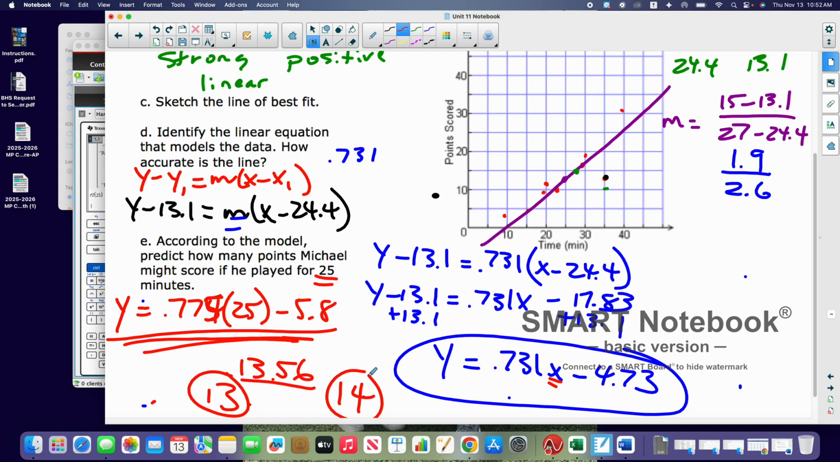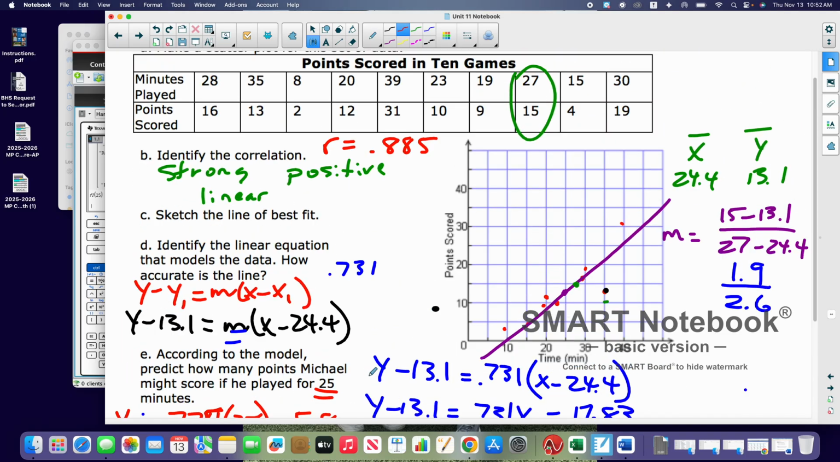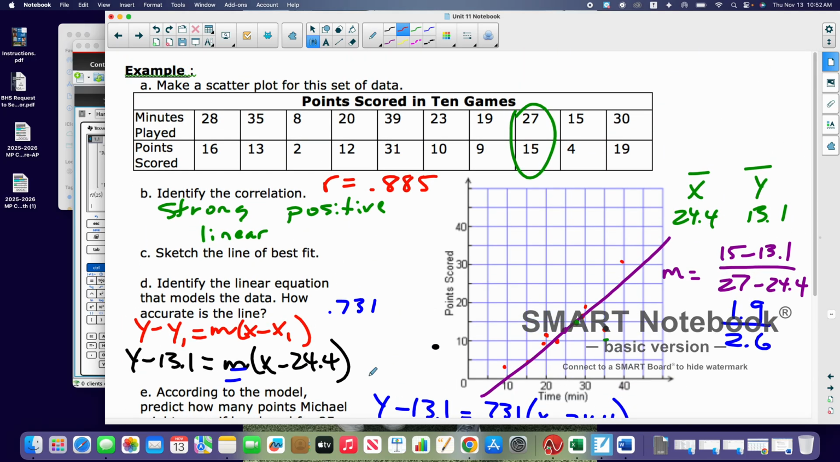There's not 75 minutes in a basketball game. Somebody in another class said, well, you might get tired, all right? But the idea that there's not 75 minutes in a basketball game is the deal. Look at our data at the top, okay? What is the lowest amount of minutes that this person played? 8. What is the highest amount of minutes that they played? 39. Do I have any clue what it would look like at 75 minutes? No. We refer to that as extrapolation.